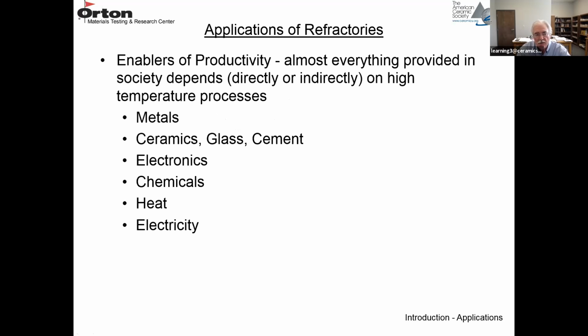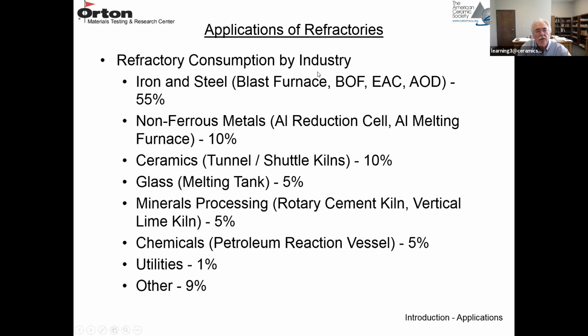And it turns out that refractories are a hidden industry, but they're the enablers of productivity. So almost everything that is in modern society somehow depends directly or indirectly on some type of high temperature process. So if you look at metals, they're processed with refractories. So are ceramics, glass, and cement, electronic materials, the petrochemical industry, chemical process at high temperatures. Heat is generated, and so is electricity. If you look at the consumption by industry, steel industry is the major consumer of refractories, at least 55%.